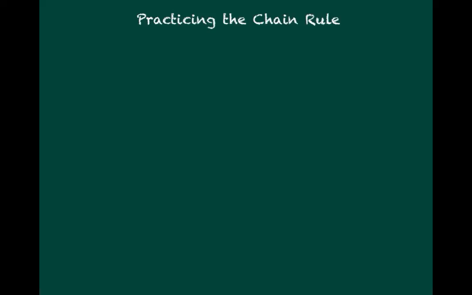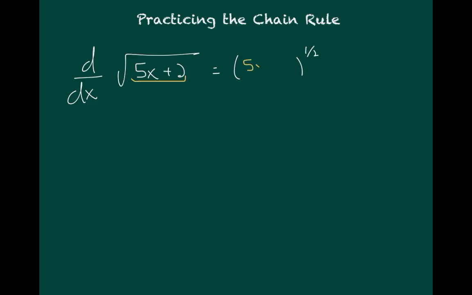Okay, let's try and find the derivative of the square root of 5x plus 2. All right, well, recognizing that our inside function is 5x plus 2, and we have a square root of that, we have to use the chain rule. Now, I always think it's a good idea to rewrite radicals as fractional exponents when you're differentiating, because that reminds you to use the power rule properly, and it also helps with the chain rule.